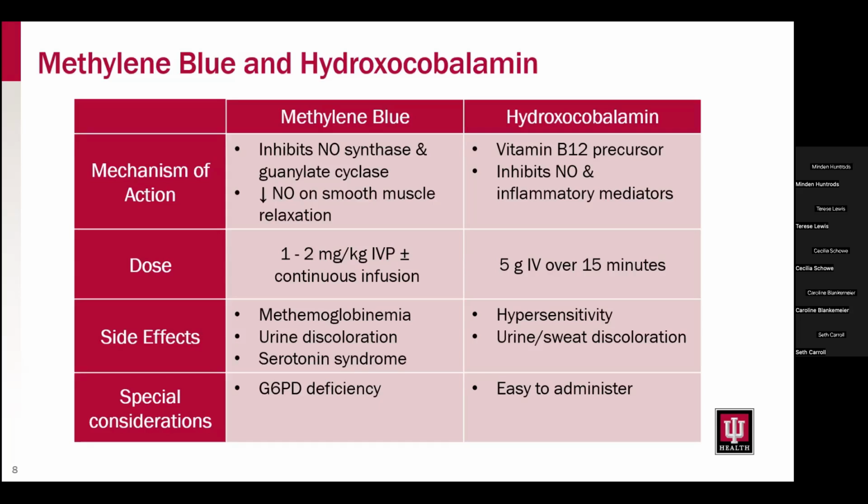It also inhibits nitric oxide and other inflammatory mediators. And this dose is typically just 5 grams IV over around 15 minutes. The side effects associated with this one, again, are very minor and usually well tolerated, but include hypersensitivity and urine and sweat discoloration. And another consideration with hydroxocobalamin is that it is fairly easy to administer, as the pack comes all ready to go. The tubing is already set to run over the desired rate of 15 minutes.